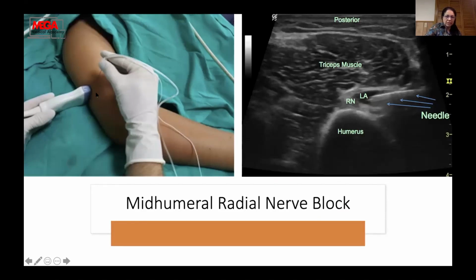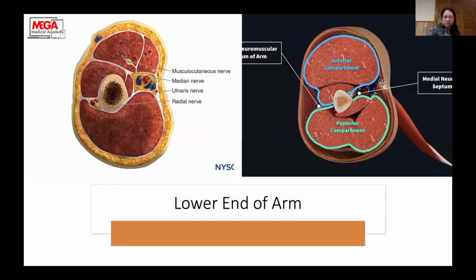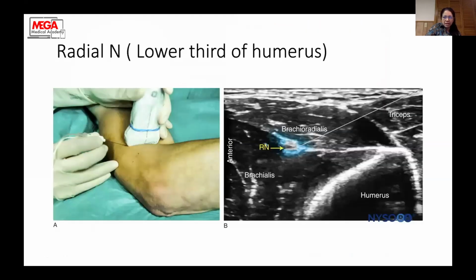It's very well known that the radial nerve goes onto the humerus itself, in what we call the spiral groove. So you can find the humerus, this hyperechoic structure, and this is the radial nerve, and you can block it at this site. Another site, if you go down a little bit, you find it on the lateral side of the arm between the brachialis muscle and triceps muscle, and you can block it there. I'm not going to spend time on this, to save time.